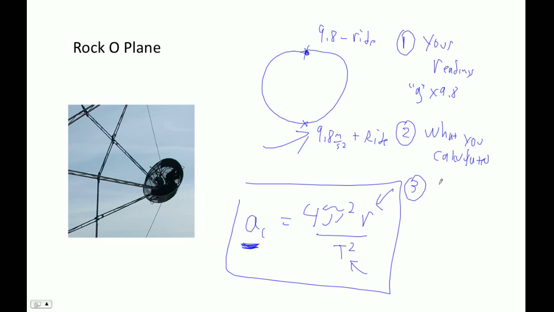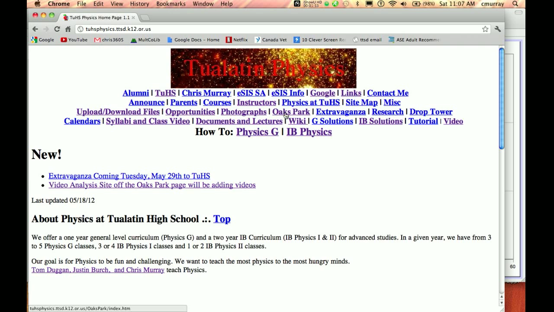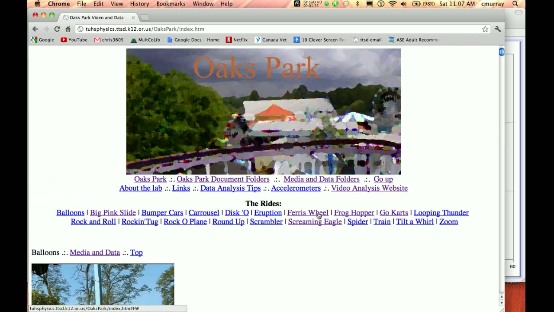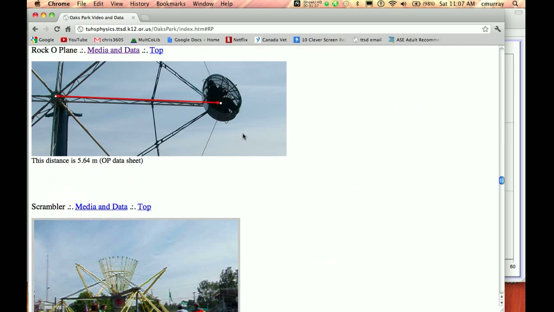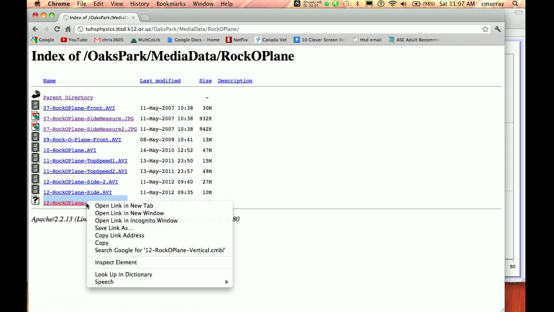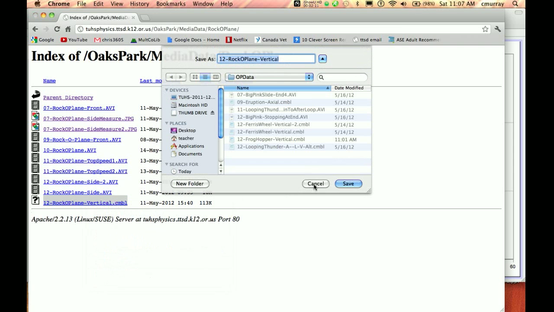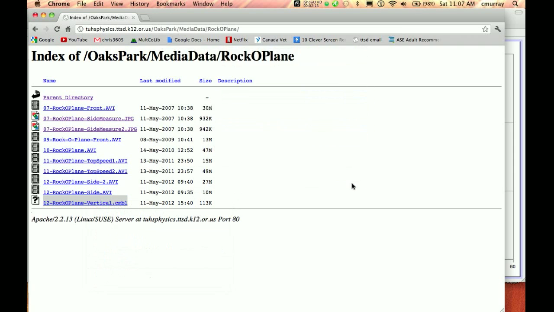The third thing you could do is go onto the website, go to the Rocco plane, and go into this folder here and look for vertical data. Here's a really nice one here. I'm doing a control click on my Mac. You want to do a right click, save link as, and there it is. And I'm just going to open this up.